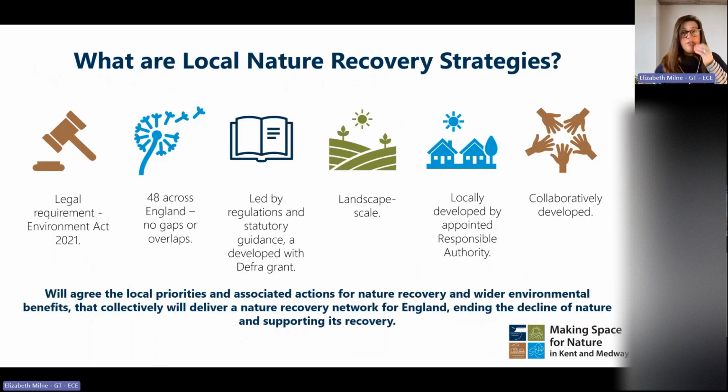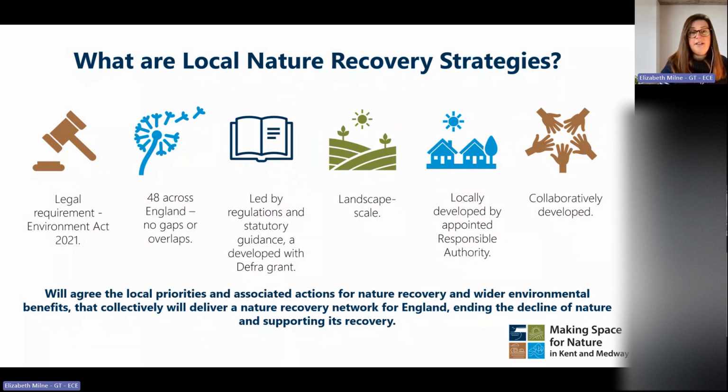So as I said, a local nature recovery strategy comes as a result of the 2021 Environment Act. And there'll be 48 of these created across the whole of England with no gaps or overlaps. So if you think of each local nature recovery strategy as a piece of jigsaw, these all fit together seamlessly and provide complete coverage across the whole of England. And to ensure that they can join up at those boundary edges, all of the strategies are led by regulations and statutory guidance, and every responsible authority has been provided with a grant to develop the strategy itself.